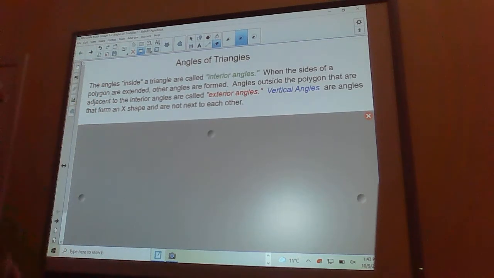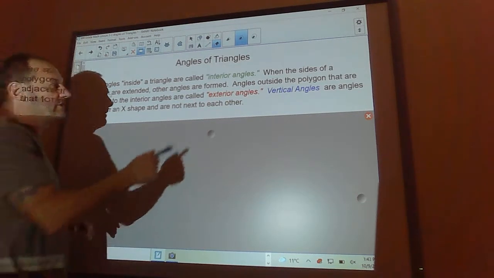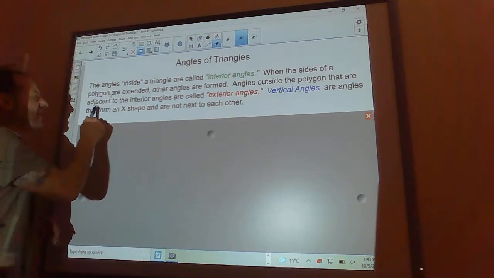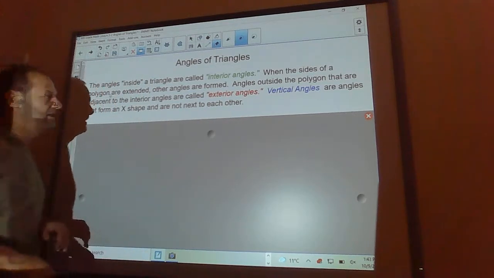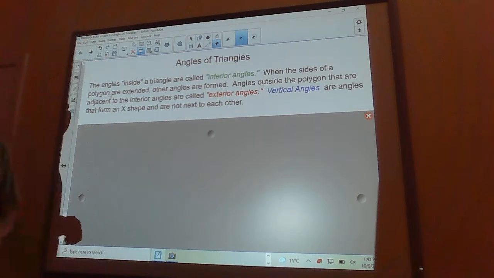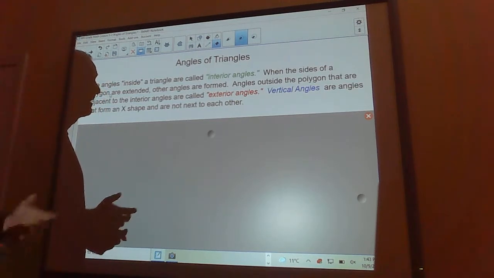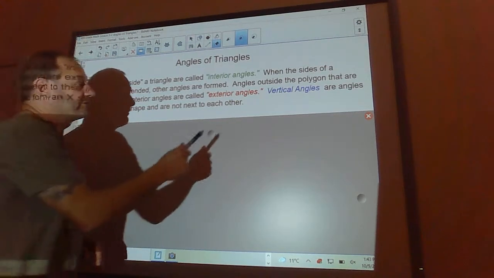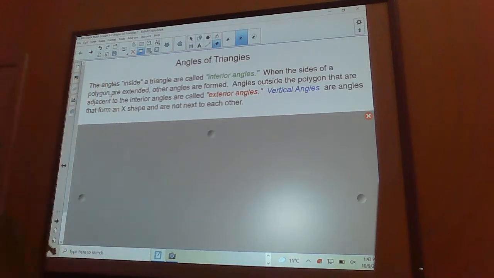When the sides of a polygon are extended, there are some other angles formed, and some of those are called exterior angles. So an exterior angle is an angle that's outside a polygon that is adjacent to the interior angles, okay? Adjacent means next to. They got to be sharing a side. There's also vertical angles. Those are angles that form an X shape and are not next to each other. So I'll show you what that means here in a minute.